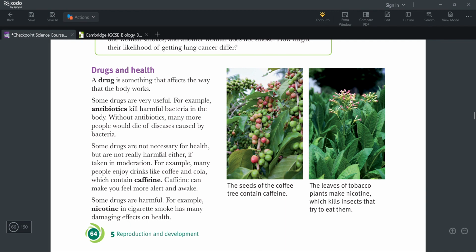Some drugs are necessary for health, but are not really harmful either if taken in moderation. For example, many people enjoy drinks like coffee and Coca-Cola, which contain caffeine. Caffeine can make you feel more alert and awake. Some drugs are harmful, for example, nicotine in cigarettes has many damaging effects on health.